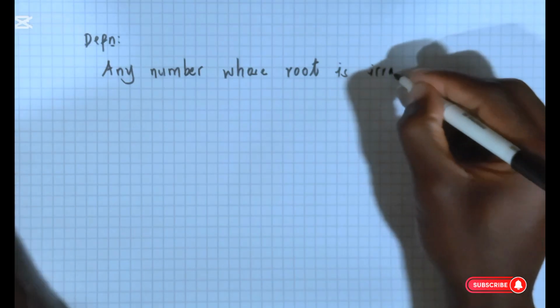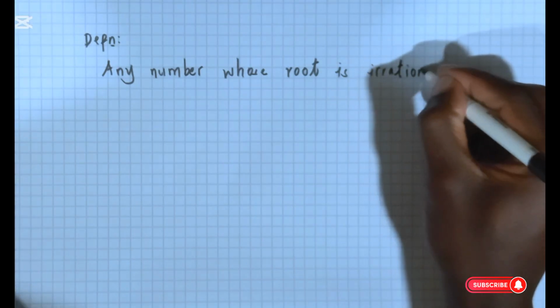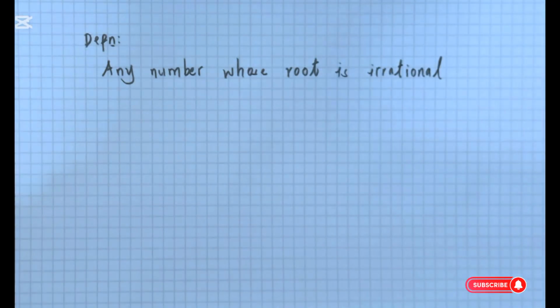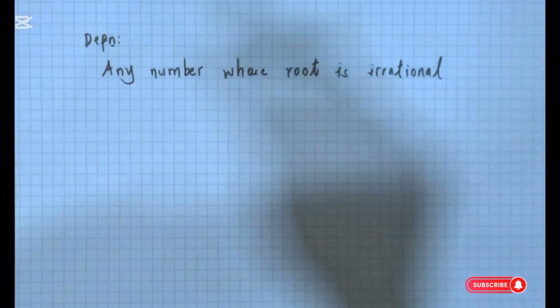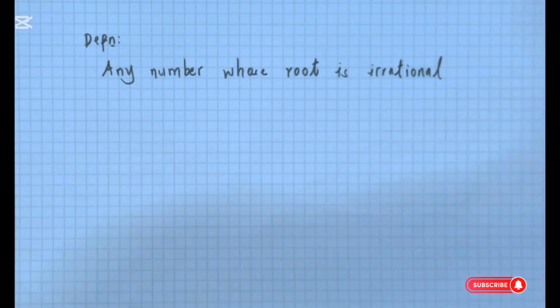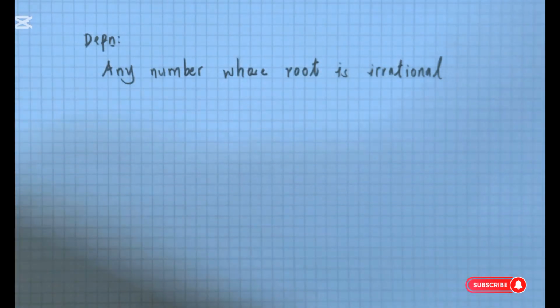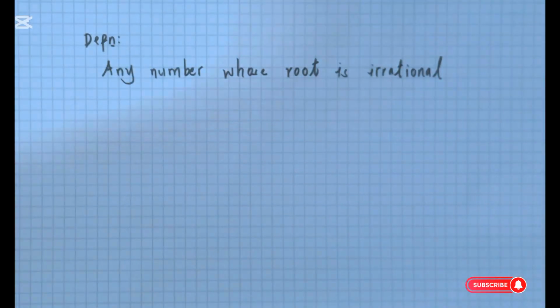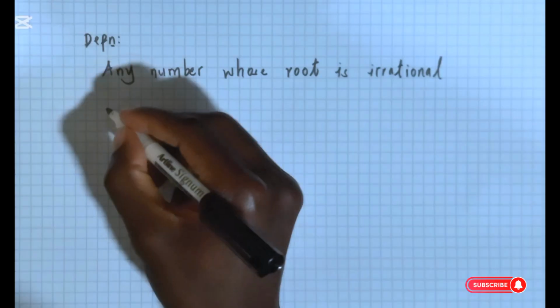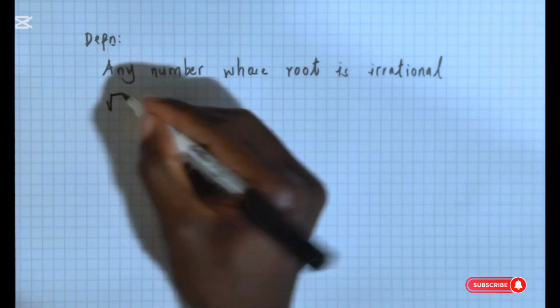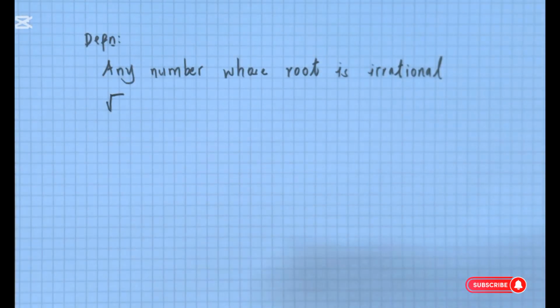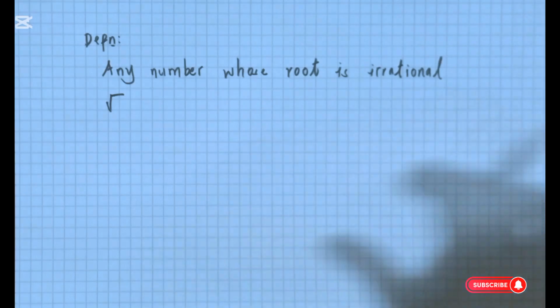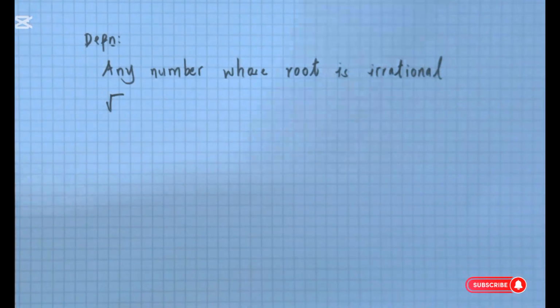That is what a surd is. A surd is any number whose root is irrational. Let me tell you what this means. Basically, we know what a root is. A root is this sign here. So any number whose root is irrational, we say is a surd.